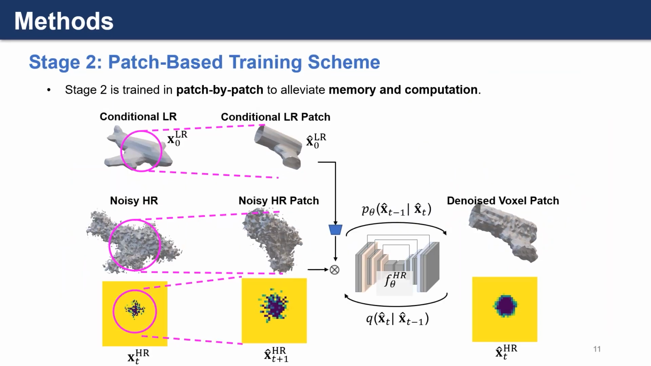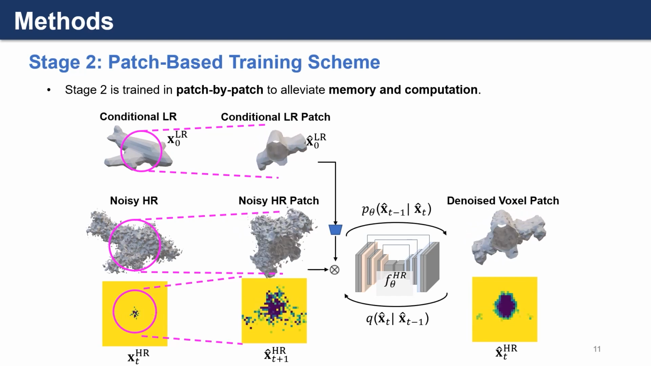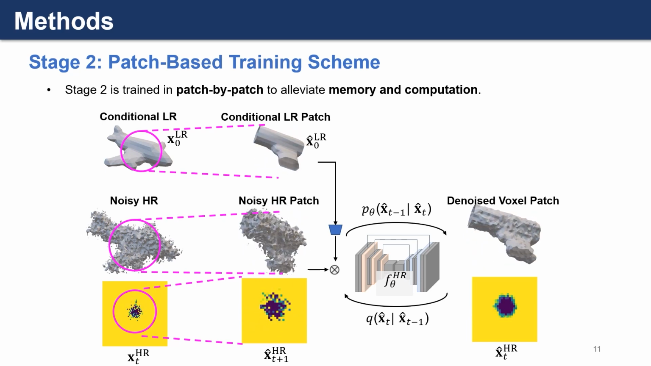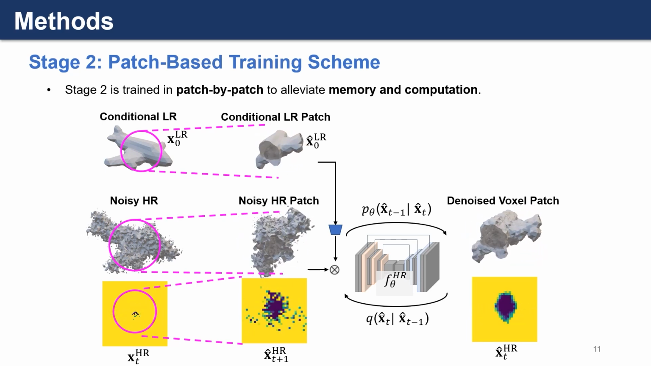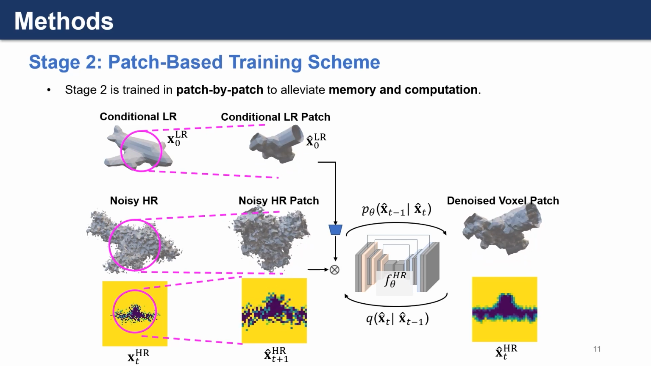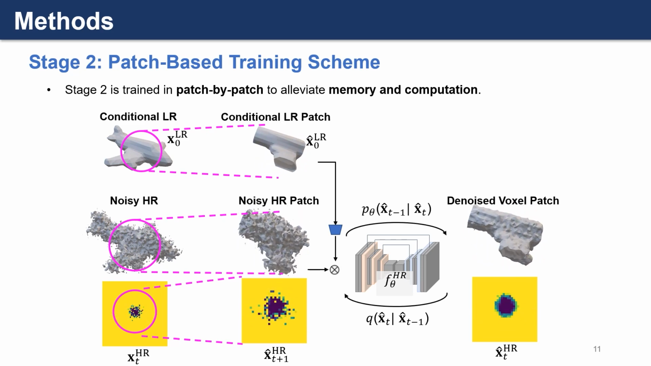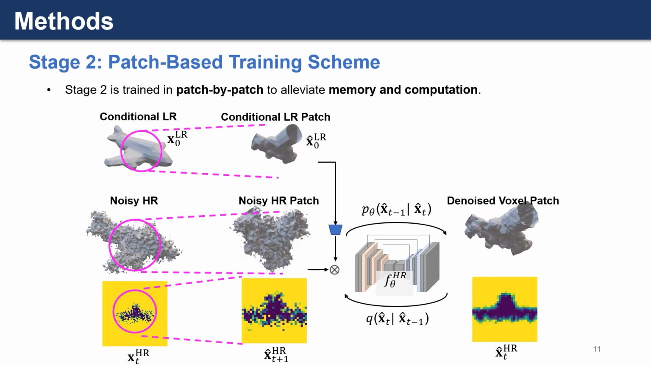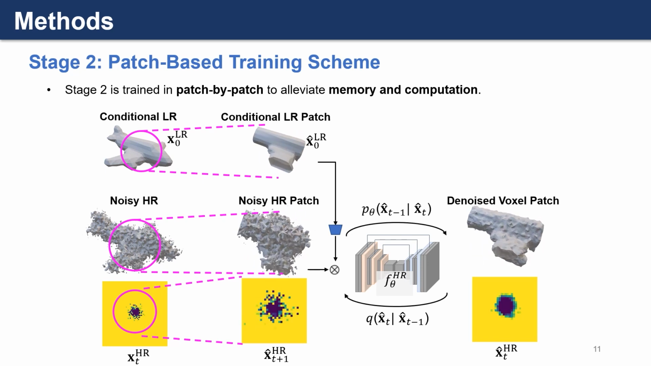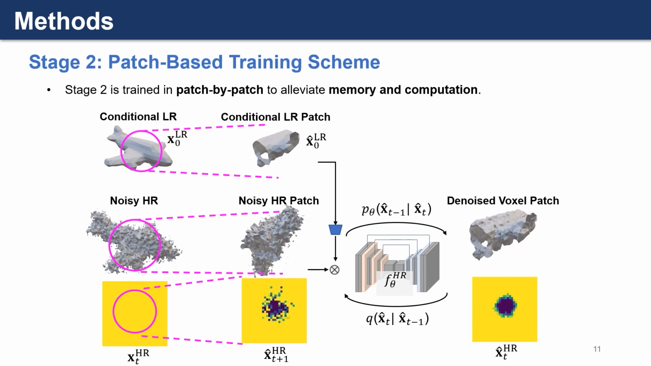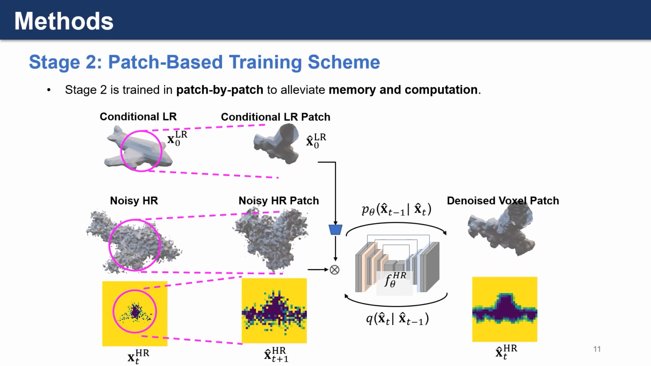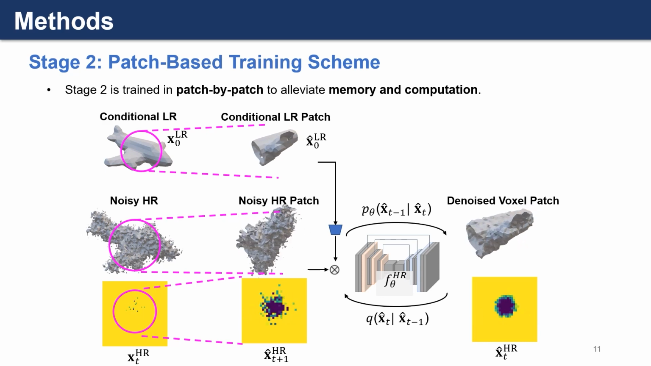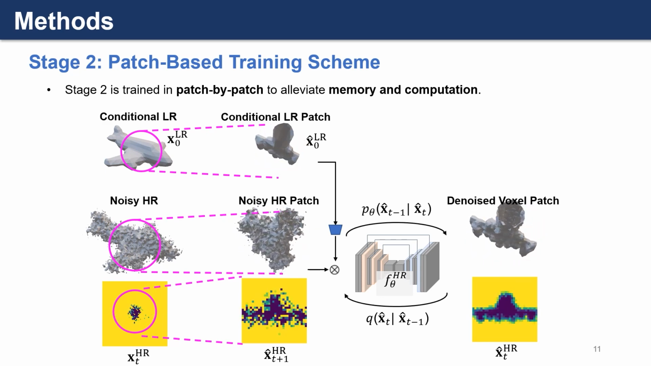In this slide, we will explain our patch-based training scheme for high-resolution super resolution. Even with the two-stage approach, processing high-resolution voxel is still a difficult problem because of large memory and computation. To alleviate this, we use patch-based training approach. We sample small patches of the low and high-resolution voxels, and in the second stage, model learns how to denoise local area of the 3D shape. We can apply this patch-by-patch scheme only for training phase, because the inference phase needs not much more memory than training phase. With this patch-based training scheme, our method can be applied to much higher resolution.